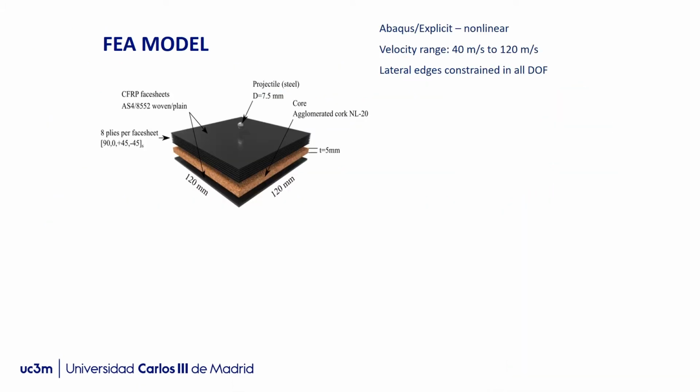The sandwich panel is composed of 2 rectangular face sheets bonded to a 5 mm thickness core. Each face sheet is made out of 8 plies of plain woven carbon epoxy with a symmetric quasi-isotropic layup, while the core is made from agglomerated cork with a density of 215 kilograms per cubic meter. A spherical steel projectile of 7.5 millimeters of diameter impacts the panel at impact velocities in the range of 40 to 120 meters per second.